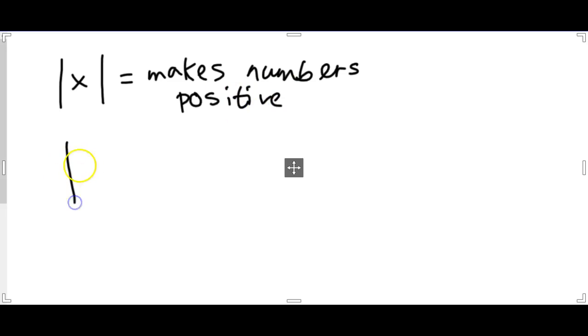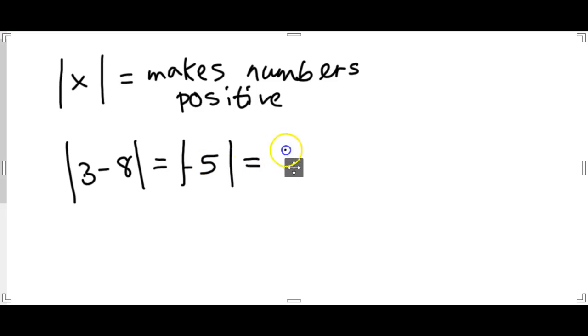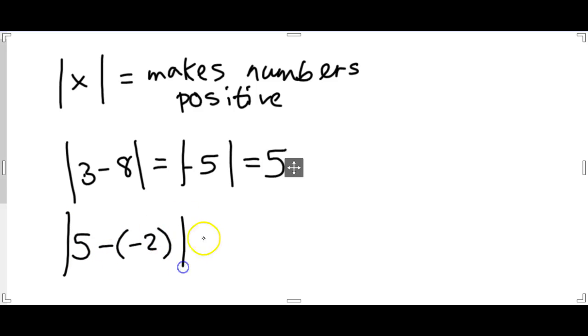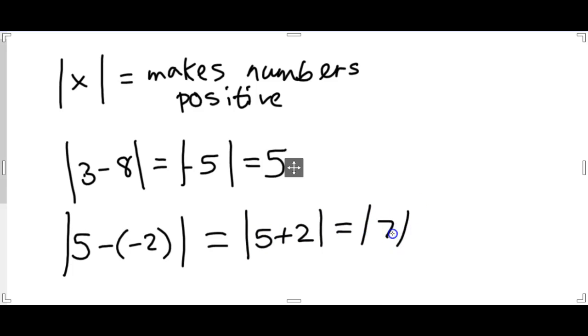So for example, absolute value of 3 minus 8. Even though there's a negative sign inside there right now, we don't worry about it until we've done our subtraction. 3 minus 8 is negative 5. We do that subtraction first. Then we use the absolute value bars, which we know becomes positive. Negative 5 will change to positive 5. The second example, 5 minus negative 2. We know minus minus becomes plus. And 5 plus 2 is 7. Absolute value of positive 7 is still positive 7 because absolute value bars make everything positive.